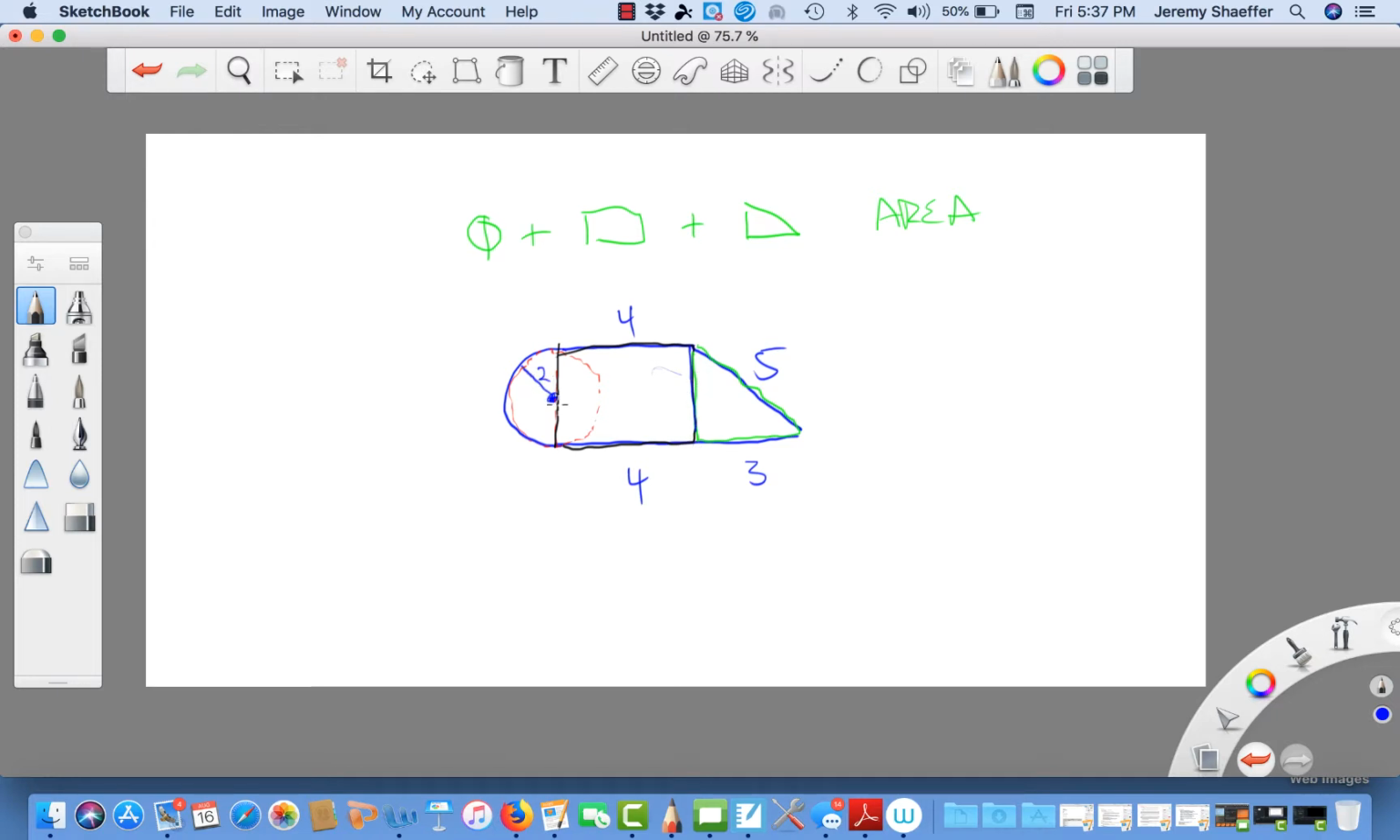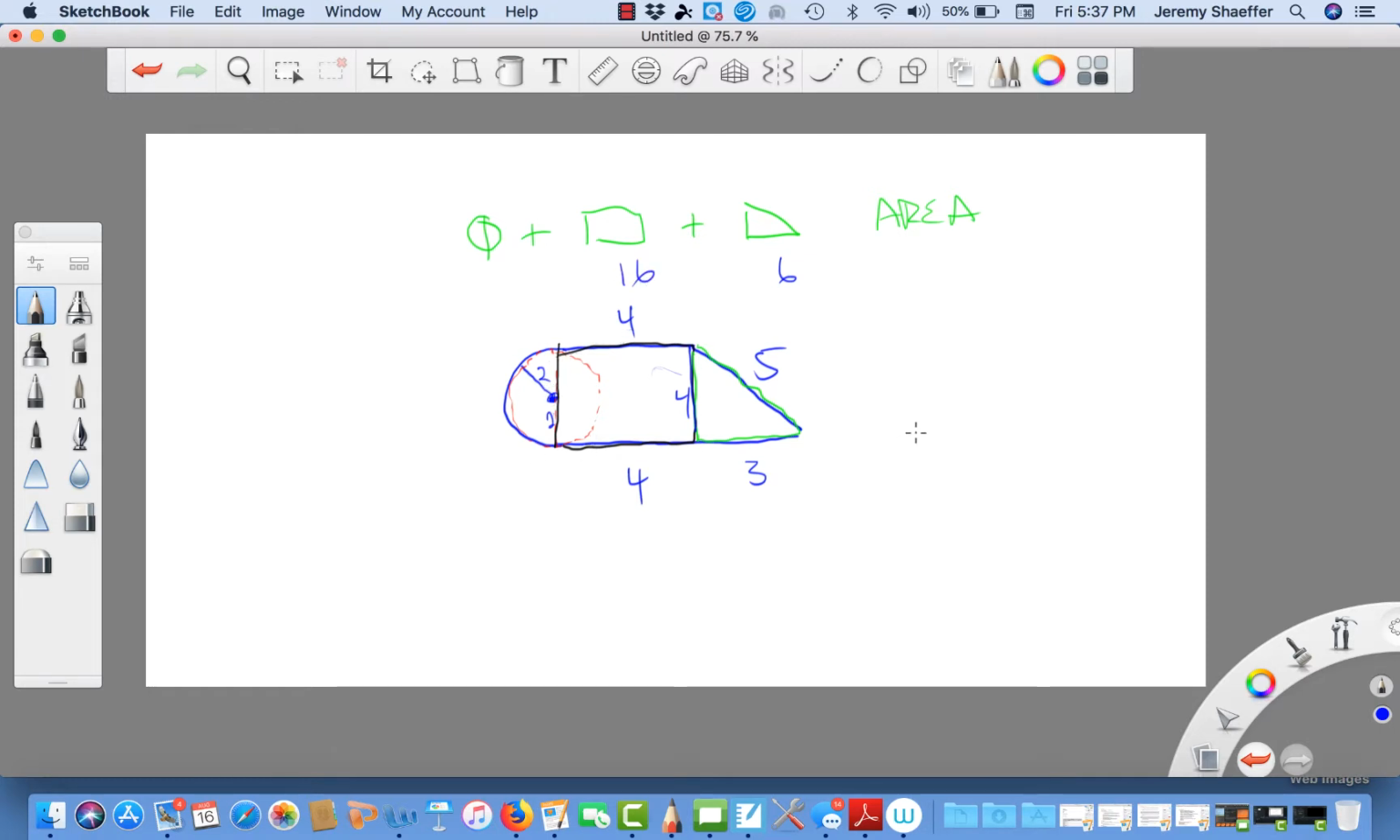We know that the radius is 2, which means that this is also 2, which means that the height is 4. Let's start with the triangle. 4 times 3 divided by 2, 6. How about this square? 4 times 4, 16.